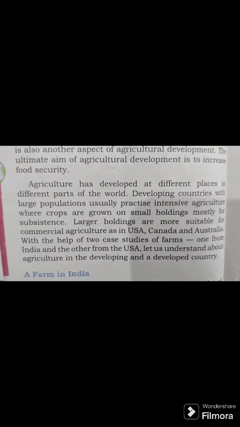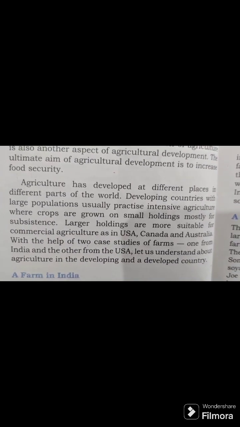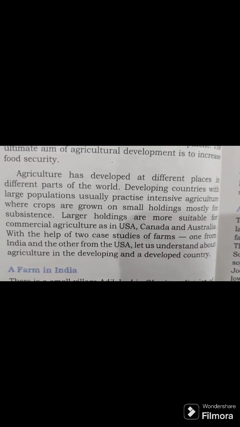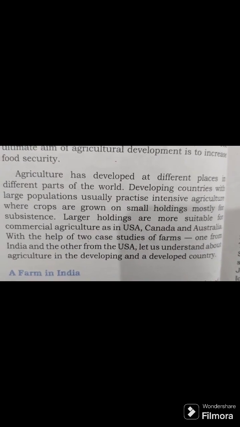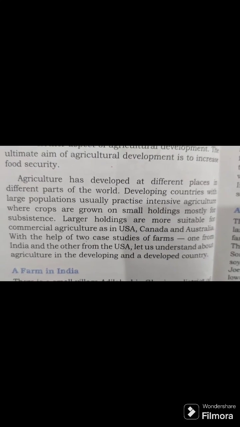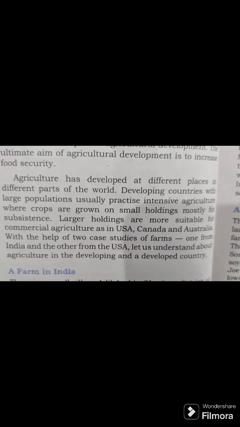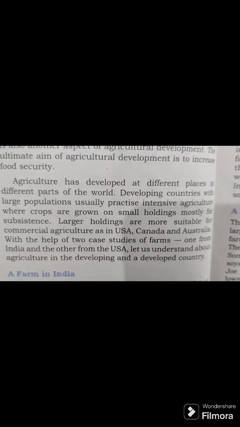Agriculture has developed at different places in different parts of the world. Developing countries with large populations usually practice intensive agriculture where crops are grown on small holdings, mostly for subsistence. Larger holdings are more suitable for commercial agriculture, as in USA, Canada, and Australia. With the help of two case studies of farms, one from India and the other from the USA, let us understand about agriculture in a developing and a developed country.